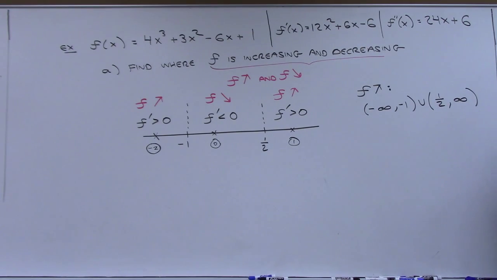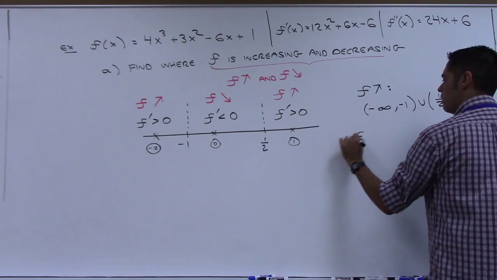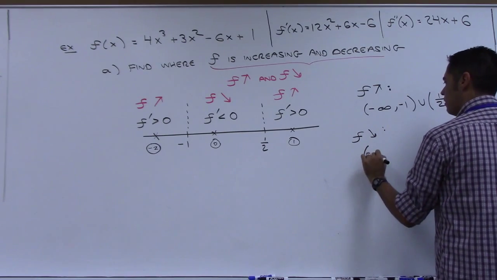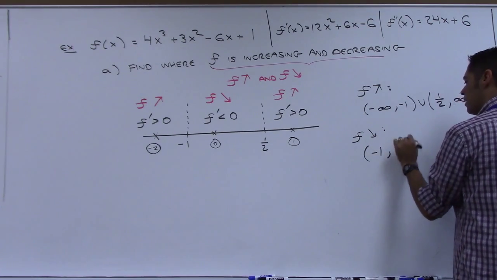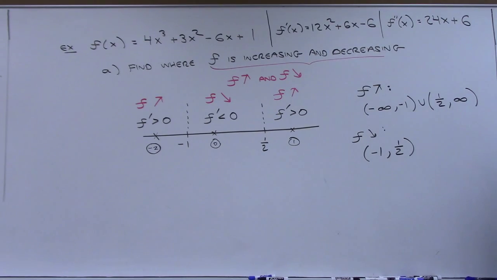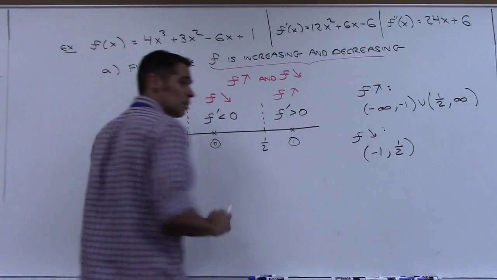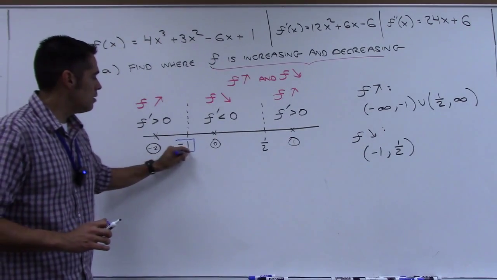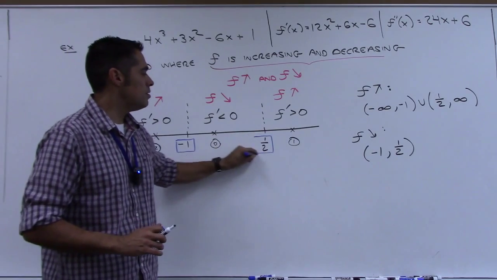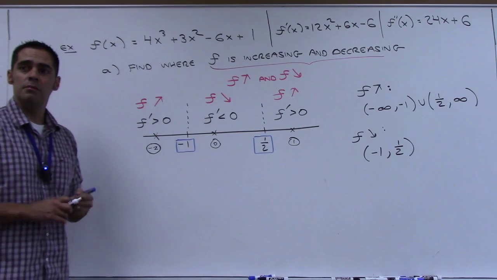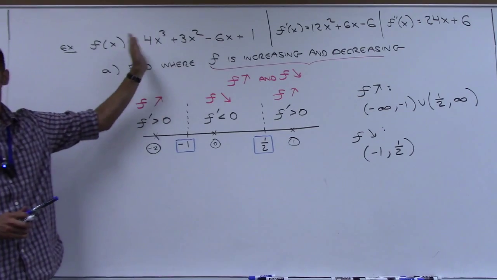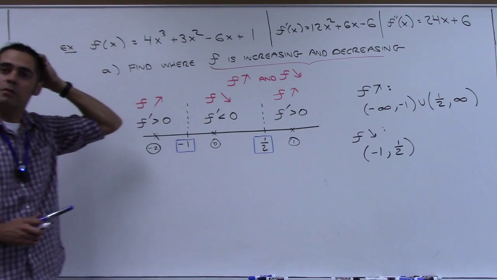What about decreasing? At -1 to 1/2, and that's it. Now, I will also point out that when I was doing this problem, I very subtly made sure that these 2 points were in the domain of the original function. Were they? Yes, they were, right? Because it was a nice polynomial.